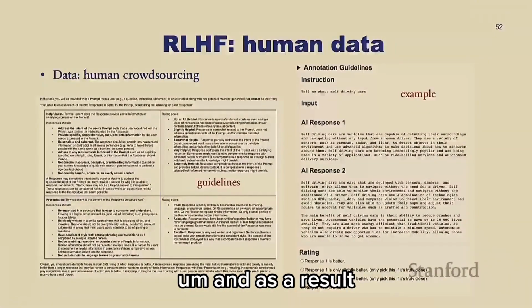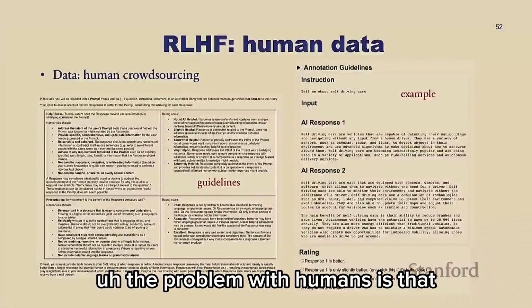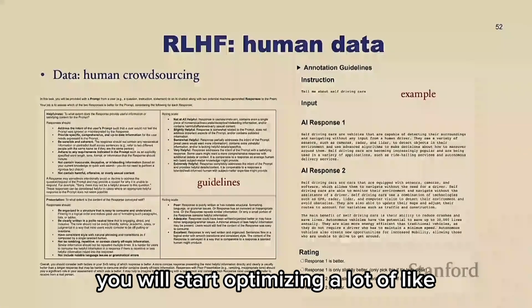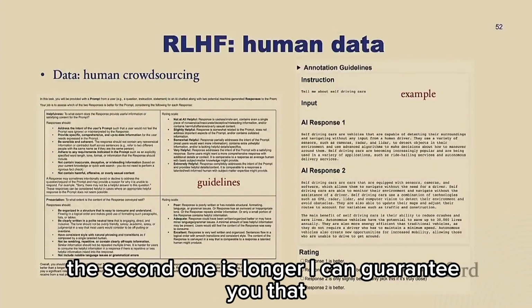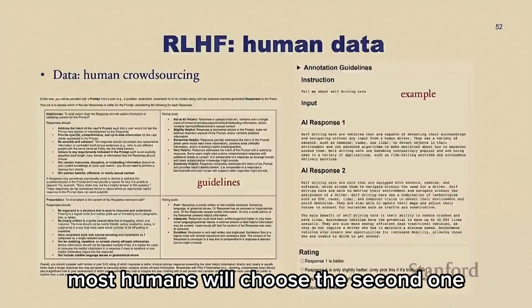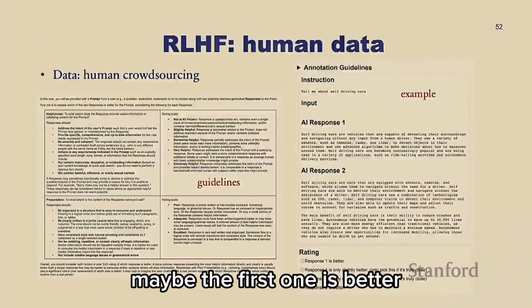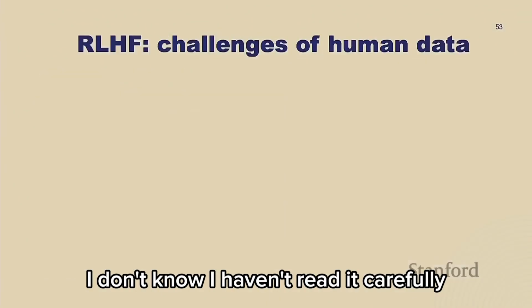And as a result, the problem with humans is that you will start optimizing a lot of high-level features. For example, the second one is longer. I can guarantee you that most humans will choose the second one, even though maybe the first one is better. I don't know. I haven't read it carefully.